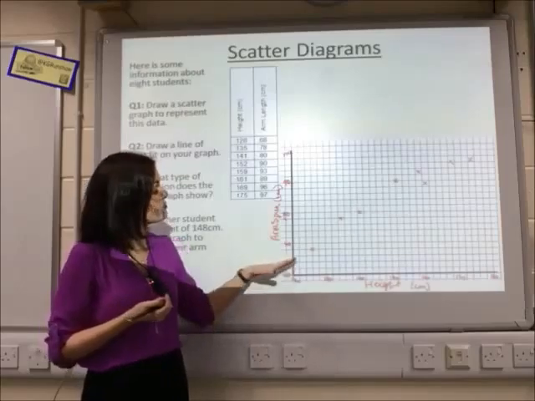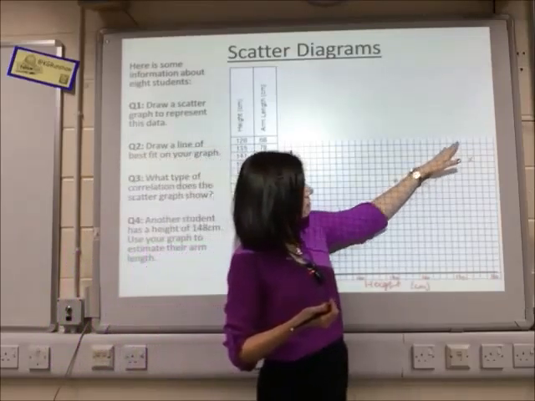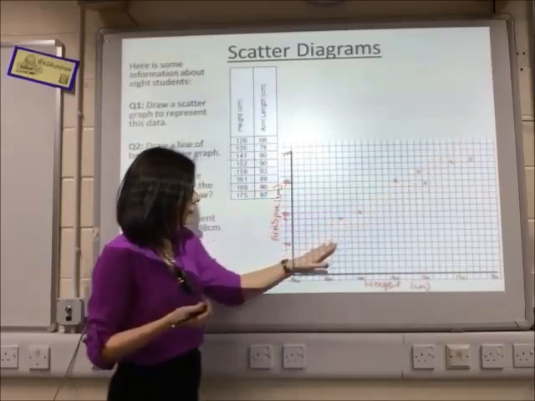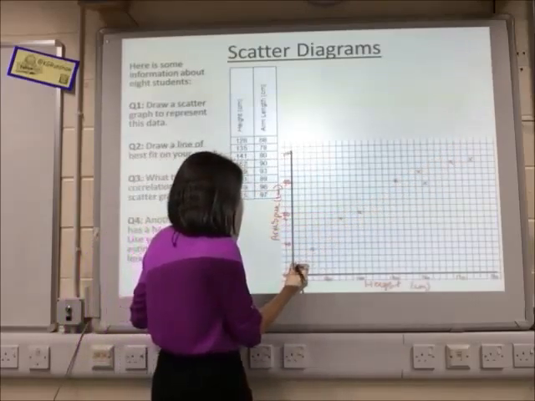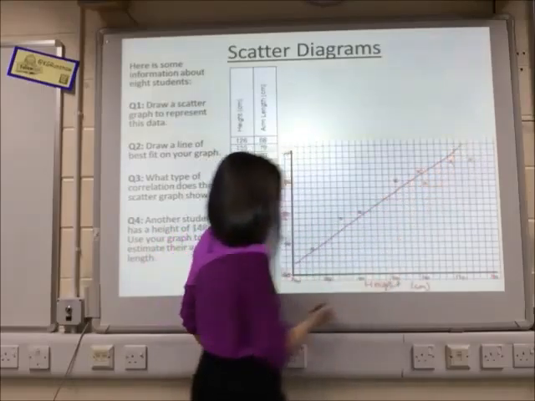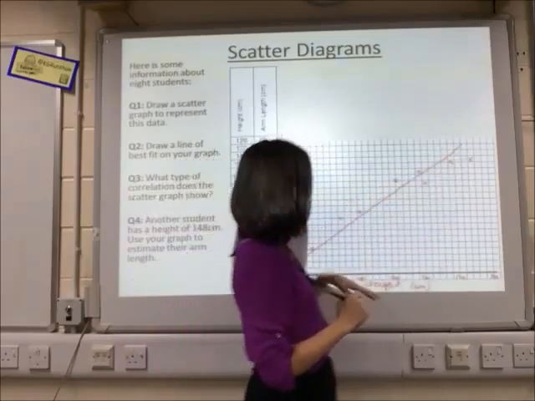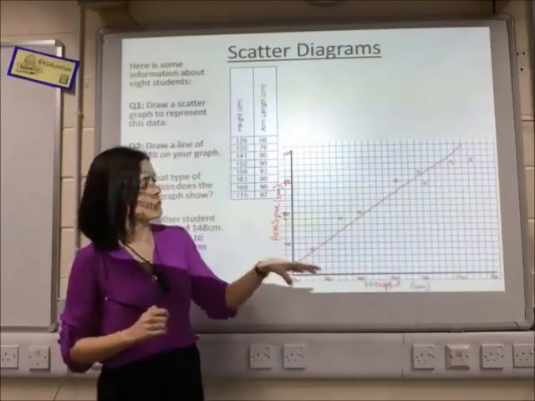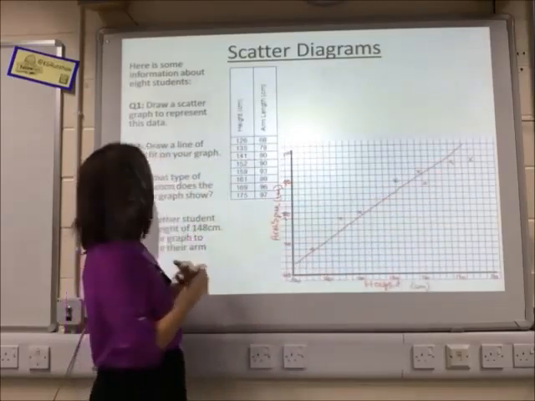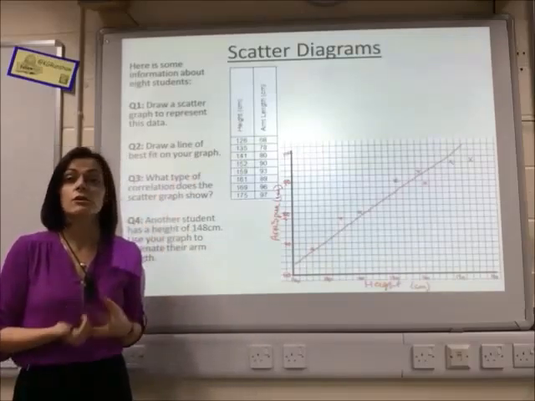What it does have to do is roughly split those points in half and give a general idea of what's going on. So if I put my line somewhere like that, and it can go all the way through, you'd obviously use a ruler. But that's fairly straight, so I've got a line which cuts through roughly the middle of the data, roughly the same amount of data above or below the line, and I've got my line of best fit.